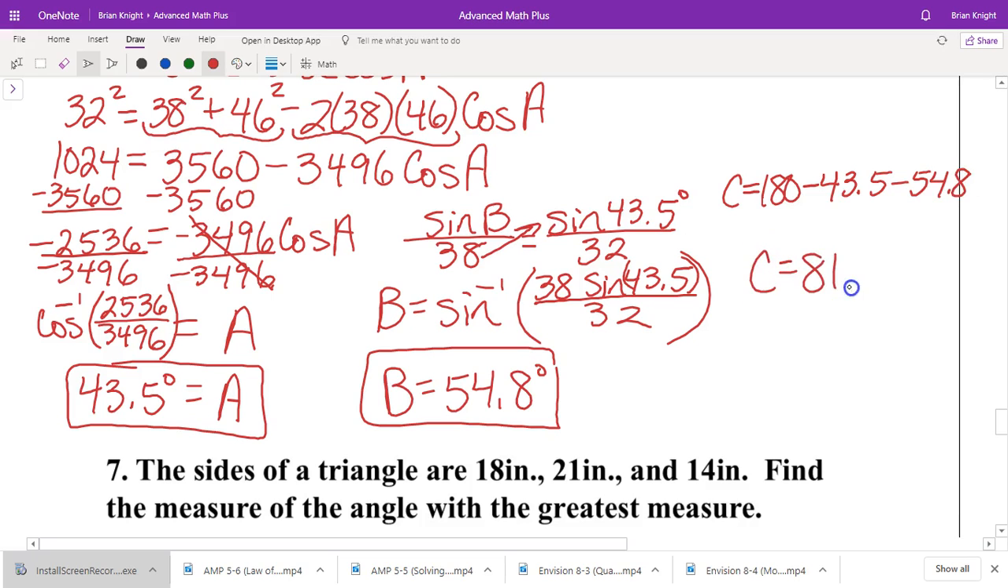81.7. 81.7 degrees. Okay? You did law of sines again? That's okay if you did. But hopefully you got the same answer. All right? That's a lot of work. It is. So if we get the first angle wrong, then we're goofed up.